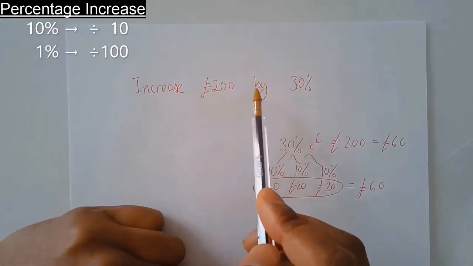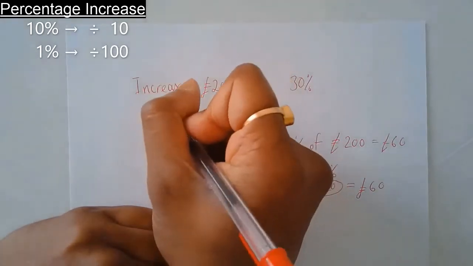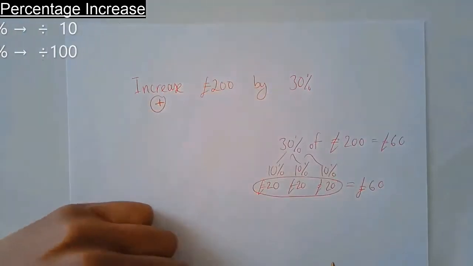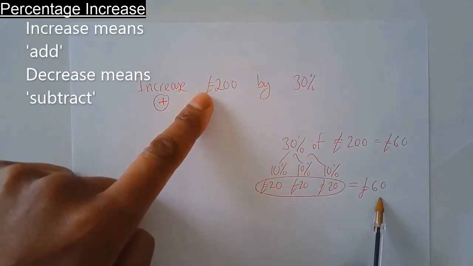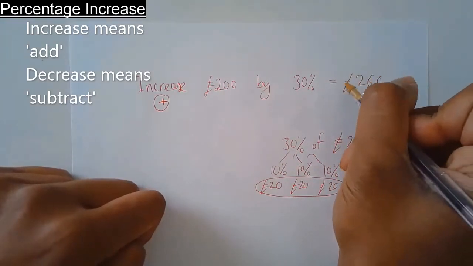Increase £200 by 30%. Increase means adding. So you've got to do 200, add the 60. 200 plus 60, £260.